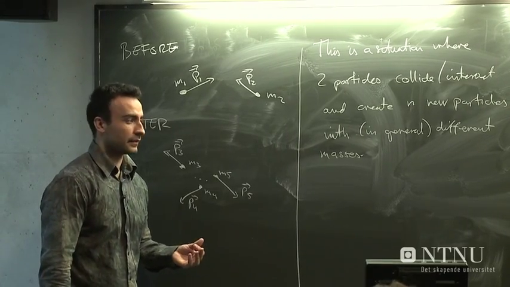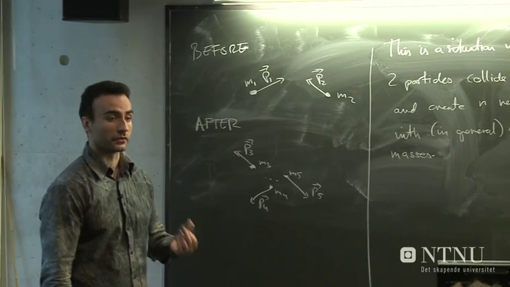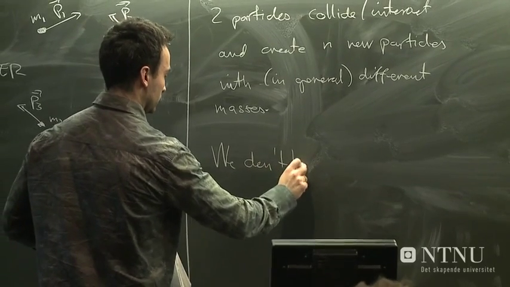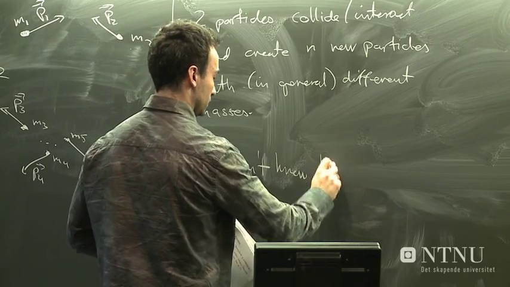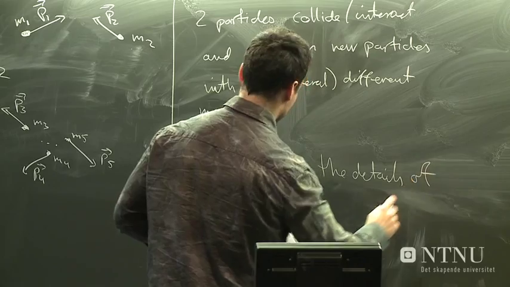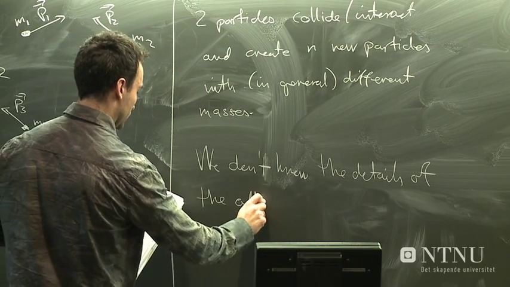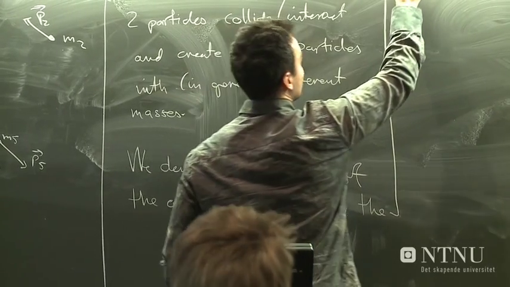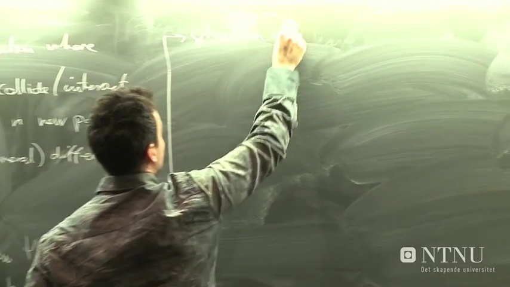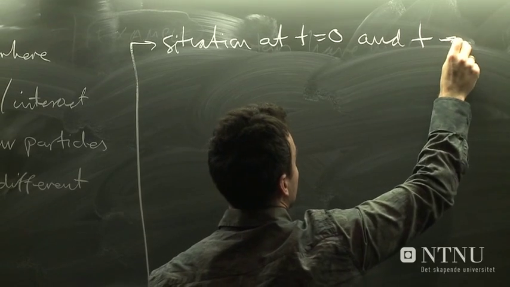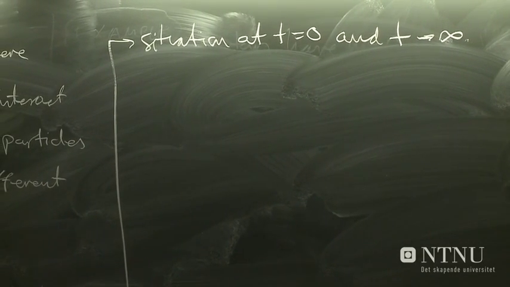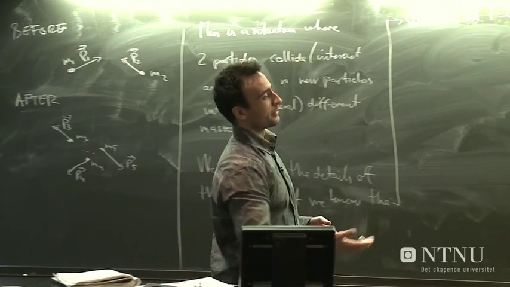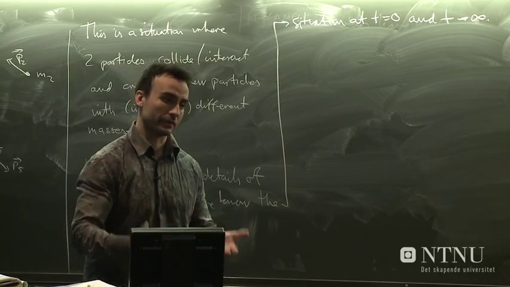Well, it turns out that via this relativistic framework, just using classical mechanics, we can actually say some useful things about this type of situation. We assume that what we do know is what happens at t equals 0, which we define as right before the collision, and at t goes to infinity, which we define as a sufficiently long time after the collision.